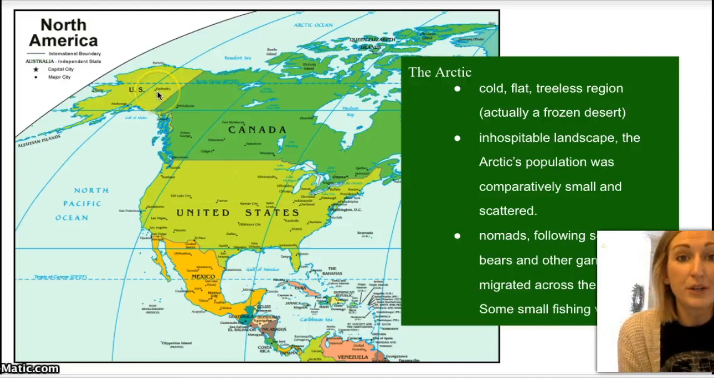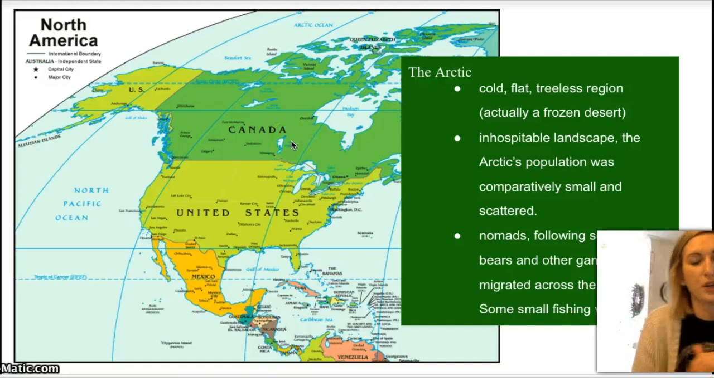And then the subarctic region is further east into Canada. That's part of the region with the taiga, which is swampy but cold, forested areas. Okay, so that's the subarctic region.